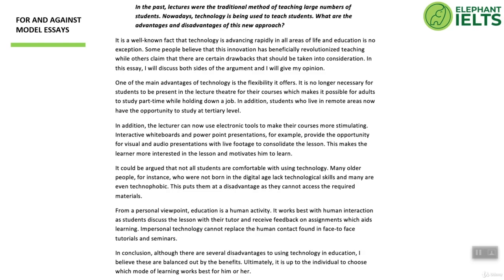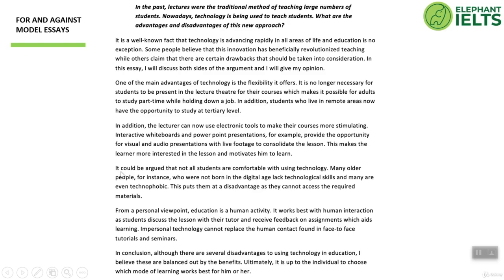The third sentence, the further development, begins with in addition. In addition, students who live in remote areas now have the opportunity to study at tertiary level. So you can see the main body paragraph follows the structure: topic sentence, explanation, which is a complex sentence, and then further development. You can see there are 4 main body paragraphs.